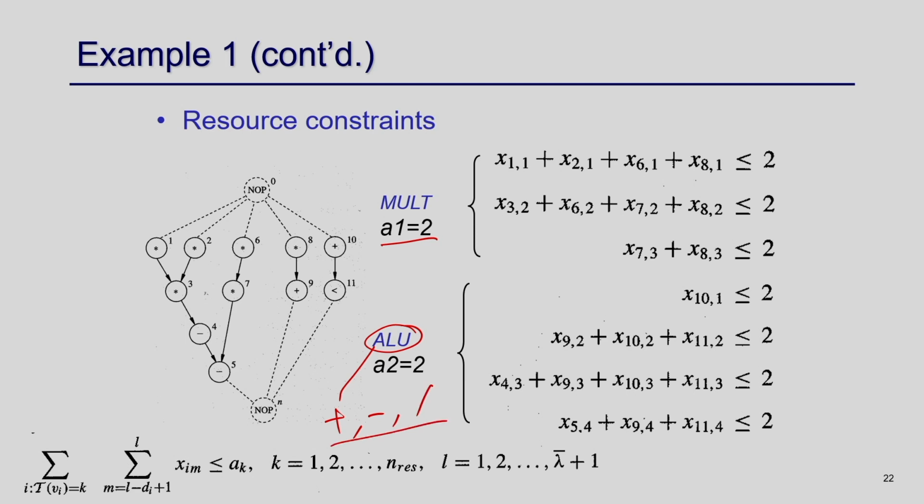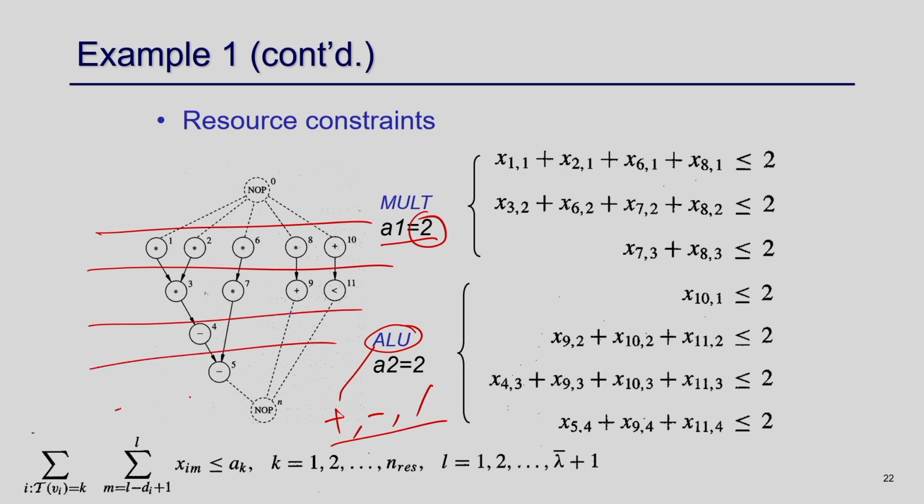So, the ALU is a general purpose hardware unit, and there is a multiplier. Say there are two multipliers available, and assume the operations are single cycle. So, what operations can live in timestamp 1? As I said, for each type of resource, for each timestamp, I will have a constraint. Since there are 4 timestamps, I will have 4 constraints for the multiplier and 4 constraints for the ALU. So, I will have 8 such constraints.